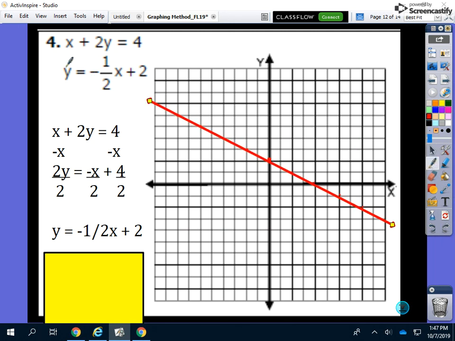Now take a look at your second equation. Notice the second equation is the exact same equation as the first equation was. Therefore, this would be infinitely many solutions. And to show that you have infinitely many solutions, you will draw the infinity sign. The reason why there's infinitely many solutions is because these two lines lie right on top of each other. Therefore, every ordered pair on the line is a solution.